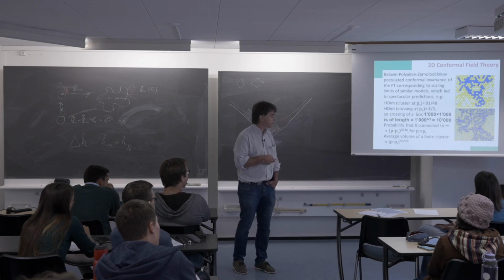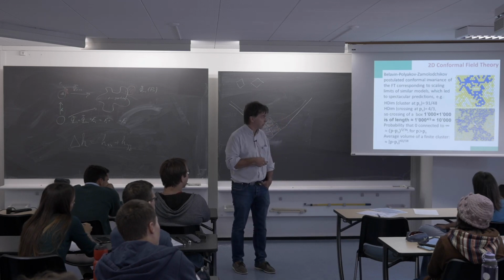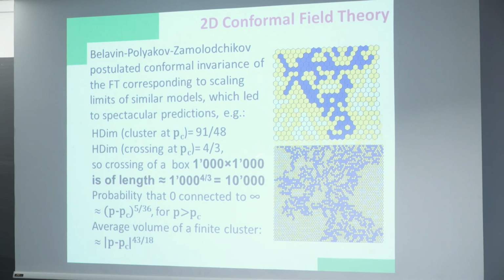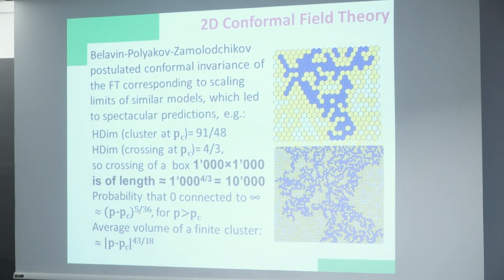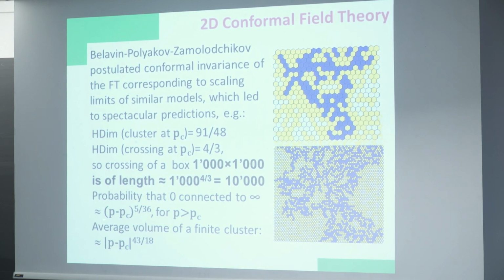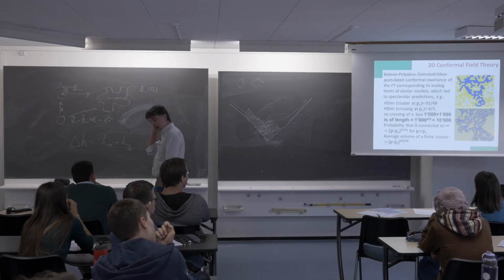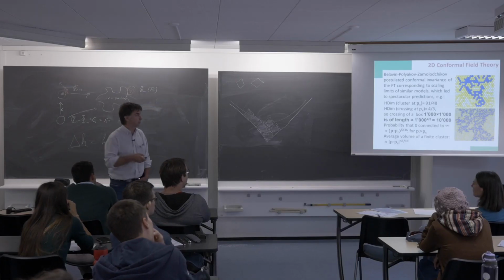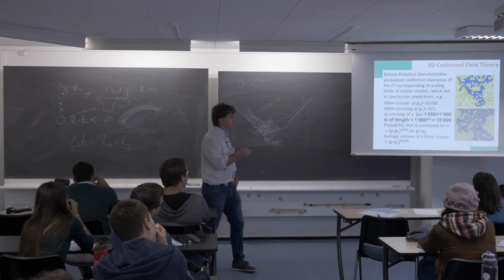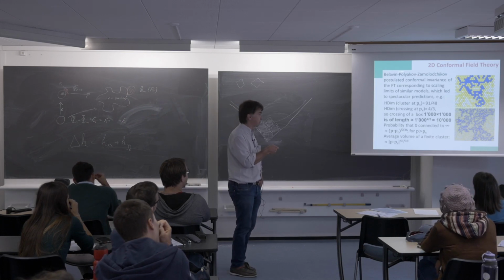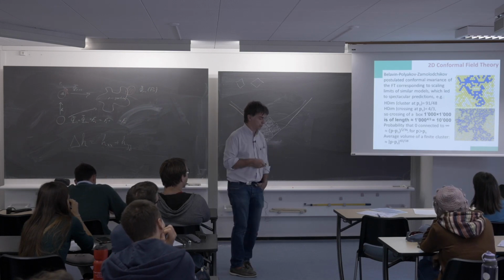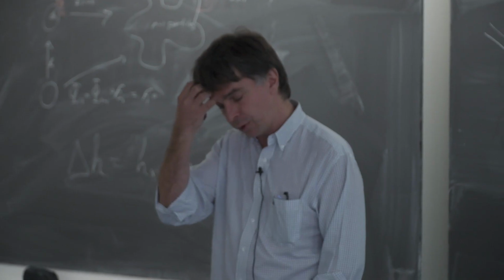And then there is the probability that if you start a fire at 0, it spreads everywhere, so 0 connected to infinity, which behaves for P bigger than P_c like (P minus P_c) to the power 5/36. So there are many predictions which started appearing in the 70s, ten years before this theory was there. People just didn't know they were using it.